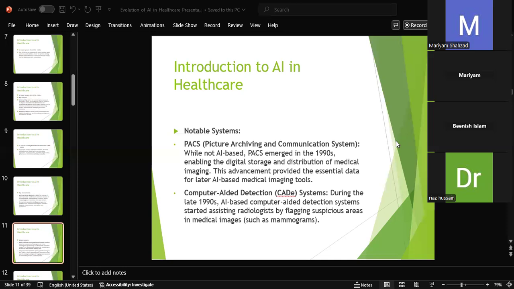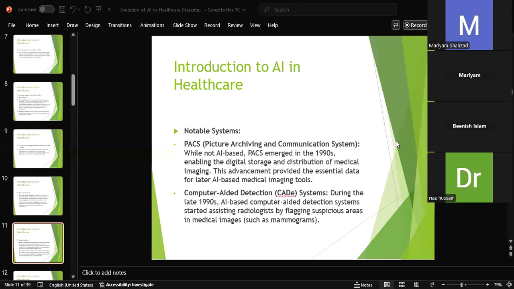Then it also reduced human eye error. How did it reduce human error? By acting as a second set of eyes for the humans. These systems reduce human error due to fatigue or oversight, especially in high-volume screening scenarios. So this is how it reduced the human error.